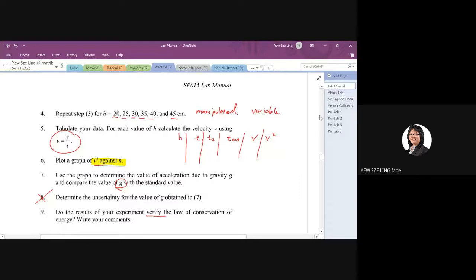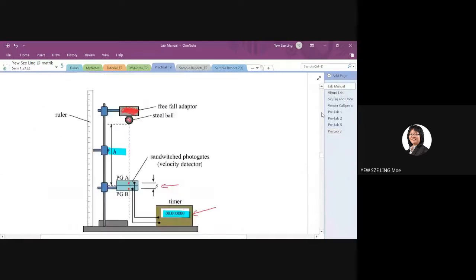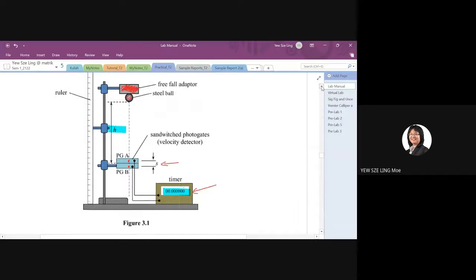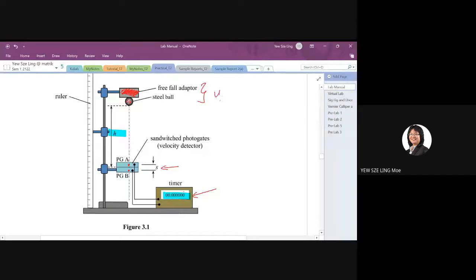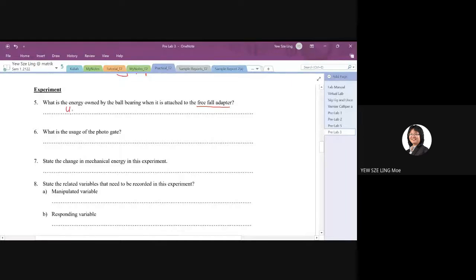So let's go back to the pre-lab. What is the energy owned by the ball bearing when it's attached to the free fall adapter? When it is at the highest position, when you attach the ball to the free fall adapter, it is not moving, and it is located at a certain height above the ground. So it has only gravitational potential energy, so it has only UG.